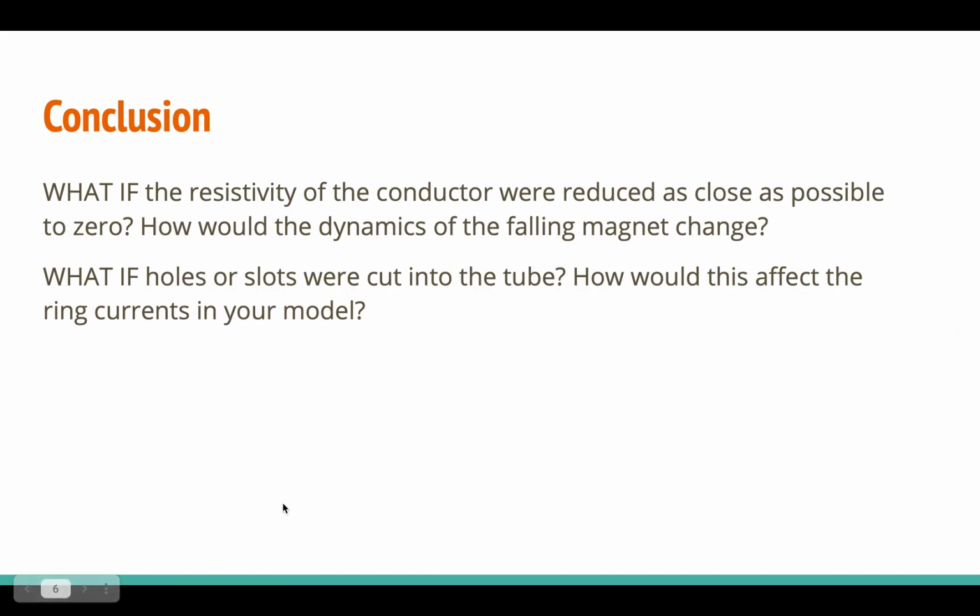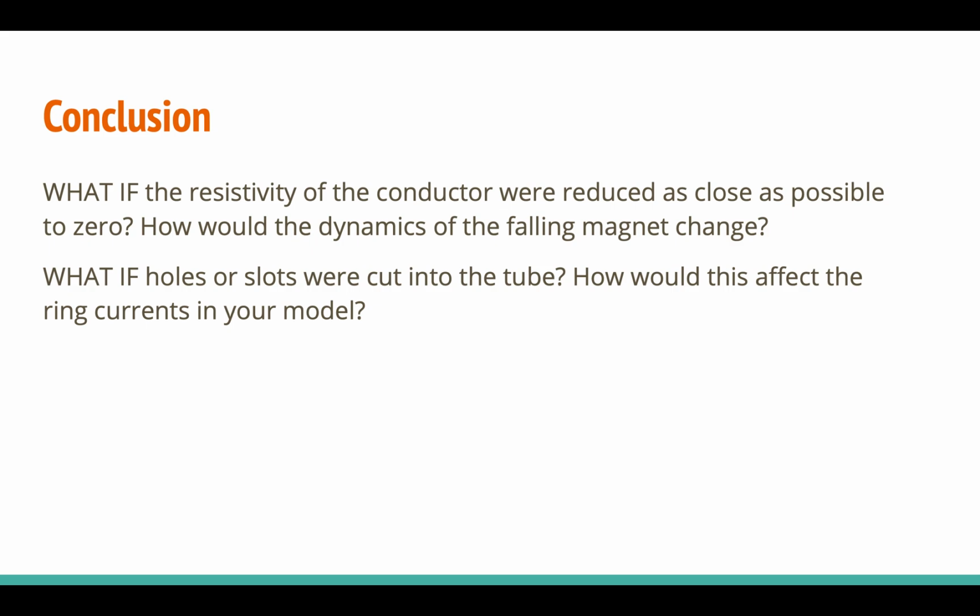In conclusion, what if the resistivity of the conductor were reduced as close as possible to zero? How would the dynamics of the falling magnet change? Well, if we were to reduce the resistivity to zero, the magnet would actually remain inside the aluminum foil.